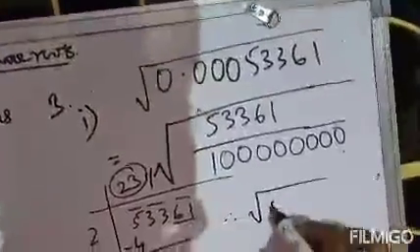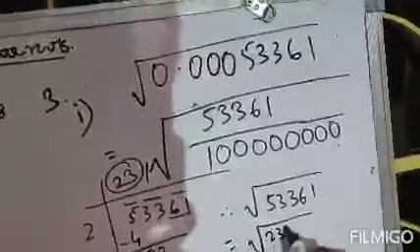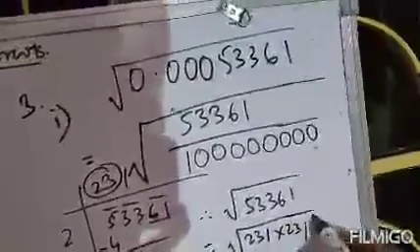Therefore you can write 53361 equals 231 into 231. Your answer is 231. Clear?